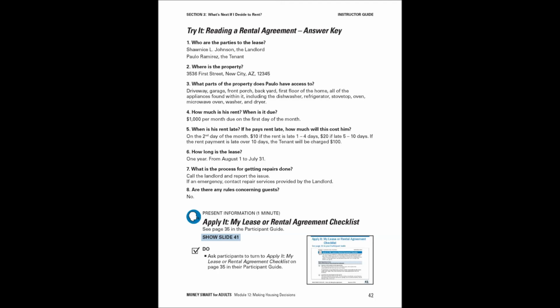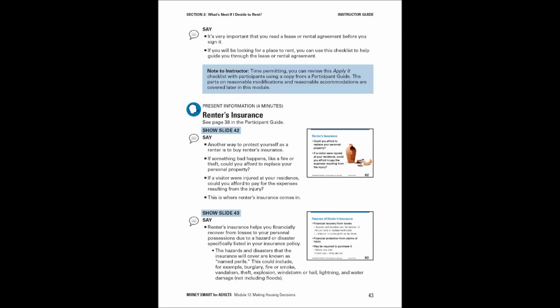The apply it for this particular topic is my lease or rental agreement checklist. So you're going to have them turn to page 35 in their participant guide and they're going to see this checklist. Now, you can say it's important that they read the lease or rental agreement before they sign it. Then if they're looking for a place to rent, you can use this checklist to help guide them through the lease or rental agreement. Now, if time permits, you can review this applied checklist with the participants using a copy from the participant guide.